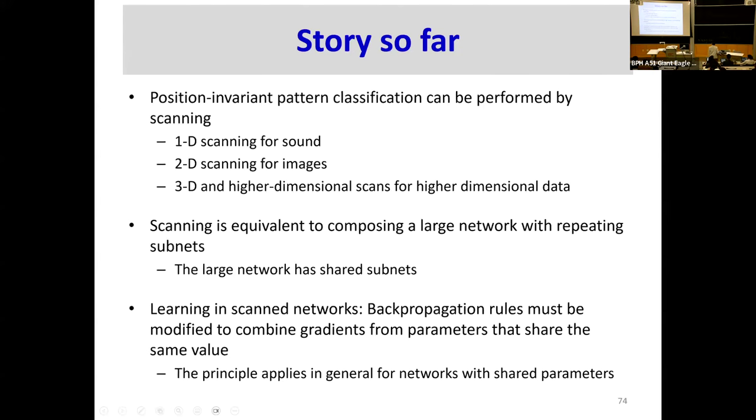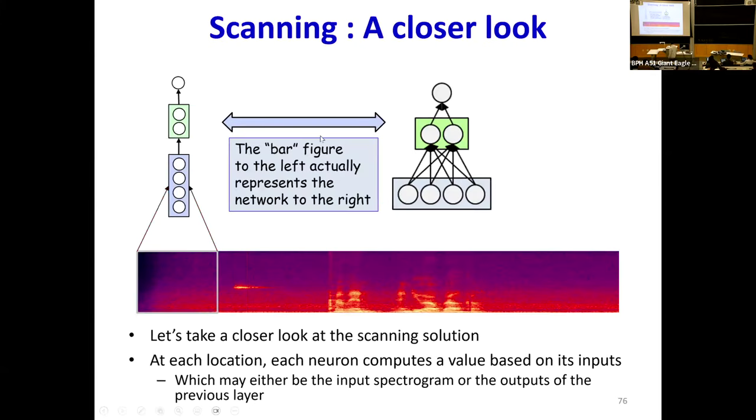Okay. All right. So now let's take a closer look at how this thing works. So I'm going to scan this input using the network shown. This is a three-layer network. And it has four neurons in the first layer, two in the second, one in the third. I'm going to draw the network vertically, as I just explained.